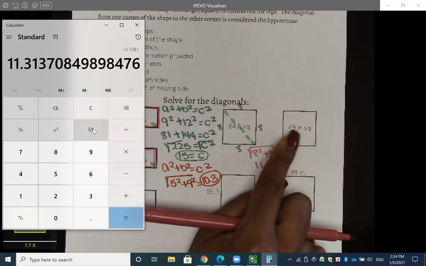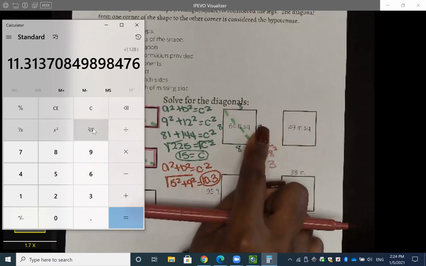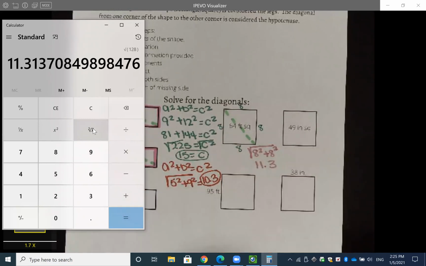Okay, so you're going to do the same thing here. Take the square root of 49 to first find out what your side lengths are, and then do the square root of side length squared plus side length squared.